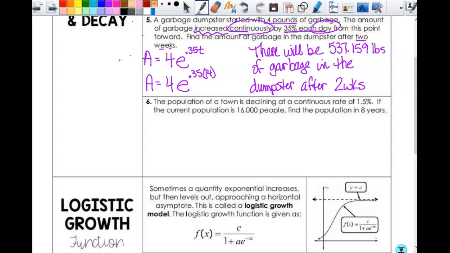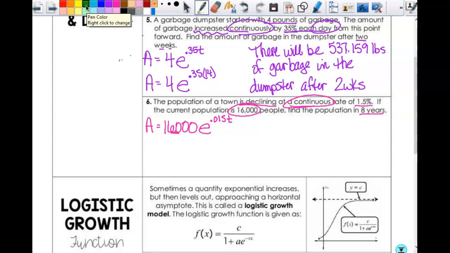All right, so then let's look at number 6. All right, so the population of a town is declining at a continuous rate, that means we're going to use the e, of 1.5%. Current population is 16,000 people. Find the population in 8 years. Okay, so we have A is equal to, we start with 16,000 times e, the rate is 0.015 times t. So is that a good formula for that?